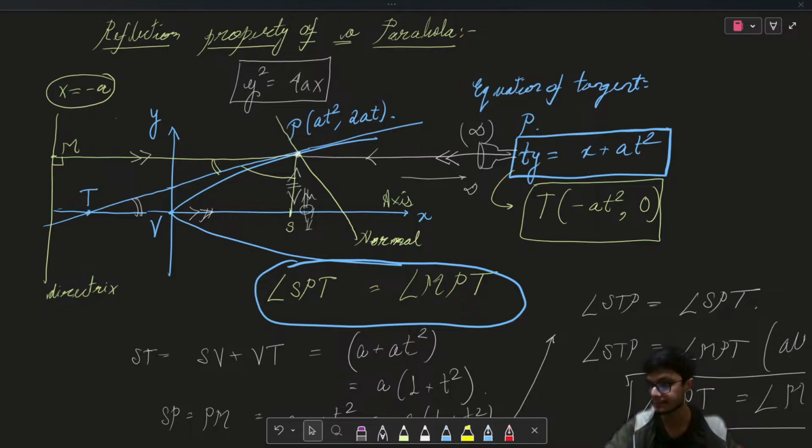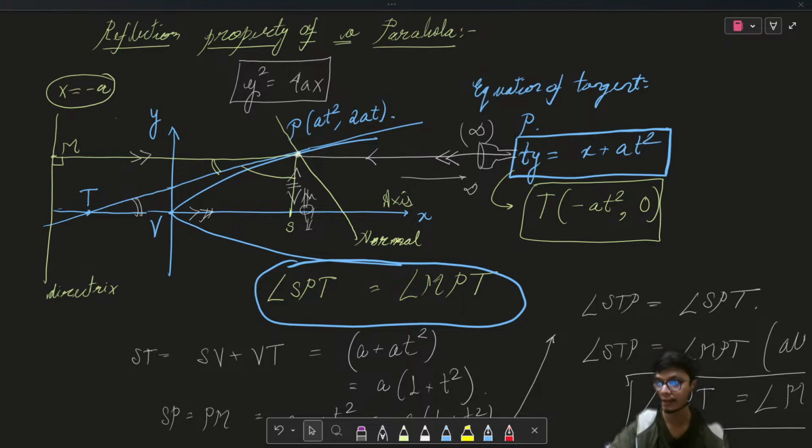Is this discussion clear? Do let me know in the live chat. This is a very important and crucial property of parabola that we use for our geometrical applications, and it is one of the very crucial applications we'll use in real life. Is this part clear to all of you? We'll see some problems regarding this.